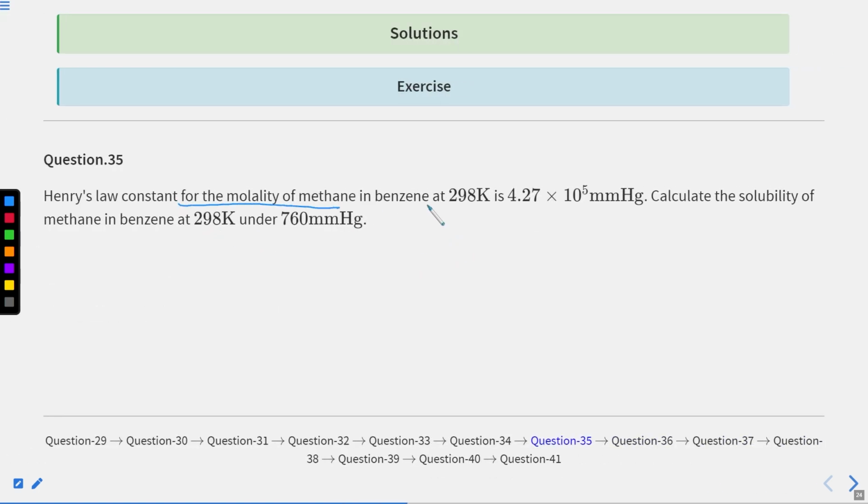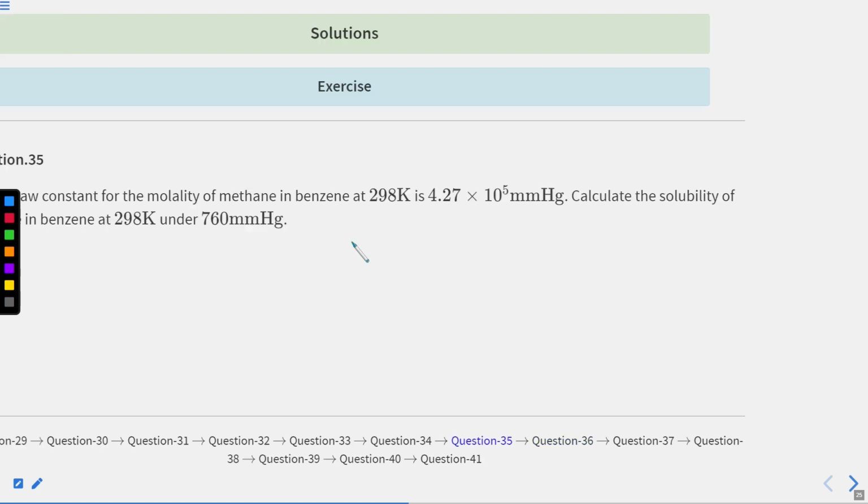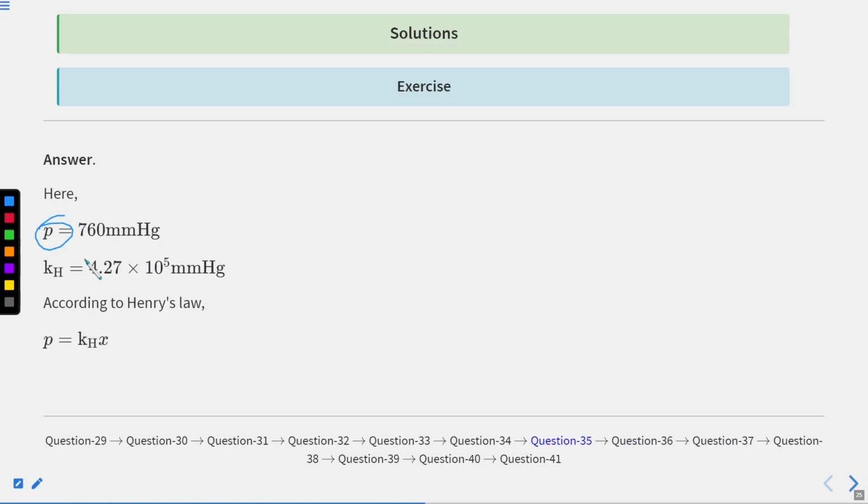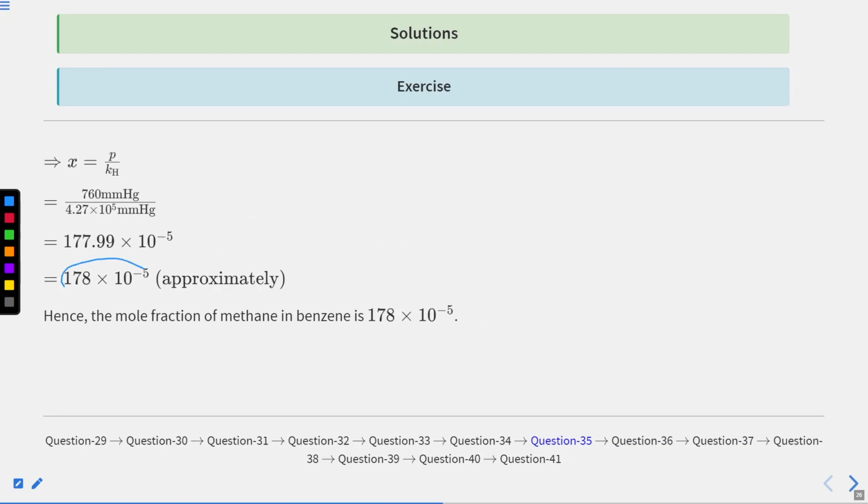The Henry's law constant for the molarity of methane is this much. Calculate the solubility under 760 mmHg. So pressure is given and KH is given, and according to Henry's law, P is equal to KH into x. So that would give us the value.